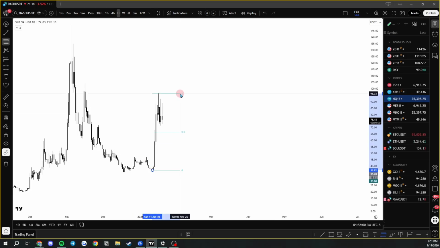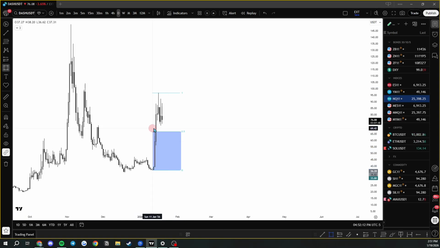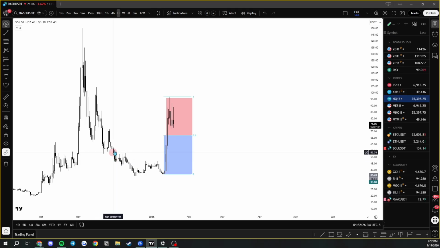For me personally, to want to get on board, I need to get into discount, right? I don't want to be going long in premium. So if we cut that move in half, there's our discount, here's our premium. So I would really like it if we could move down here. If we can get into this fair value gap, I would like to potentially get into longs.